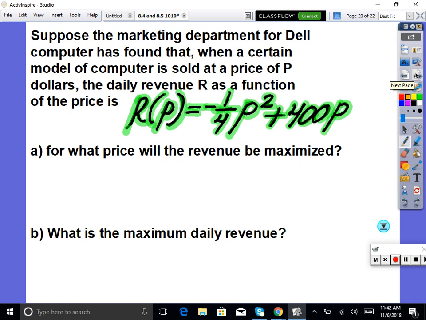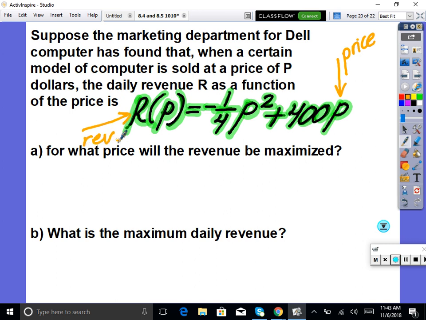So everyone listen though, because I had a lot of people not understanding, and you should not miss these ones on the test. They're not hard. It says, suppose a marketing department for Dell Computer has found that when a certain model of computer is sold at a price of P dollars, the daily revenue as a function of the price is as such. So they give you a formula. So what does P stand for? Price, and then R is the revenue.